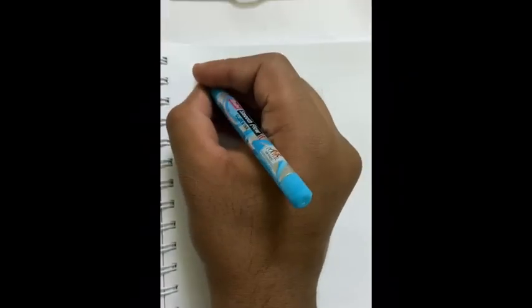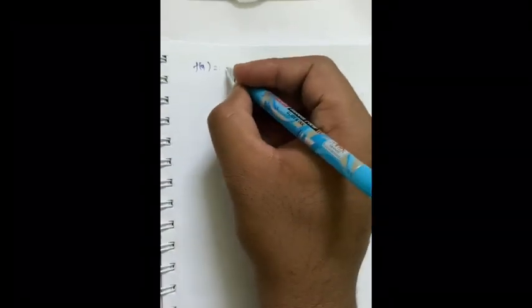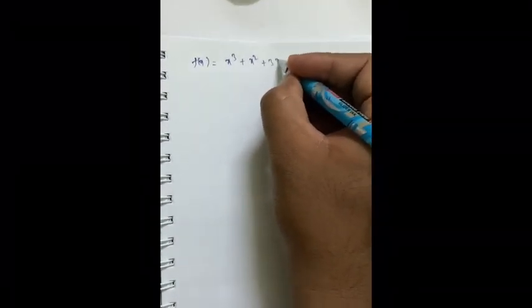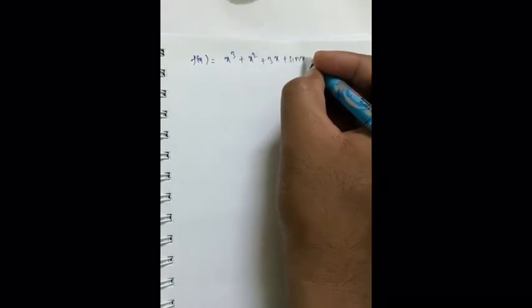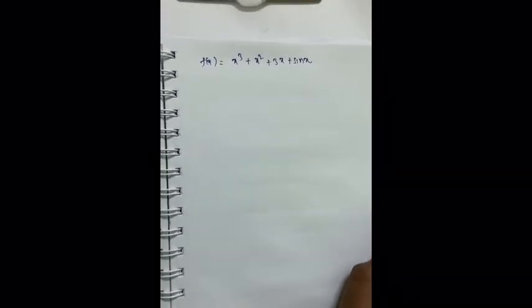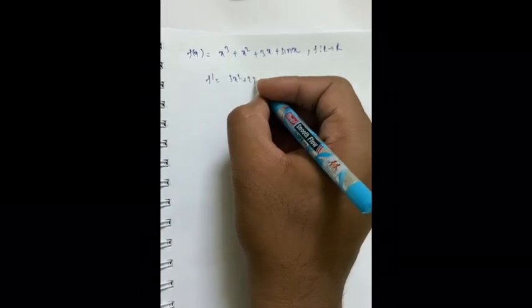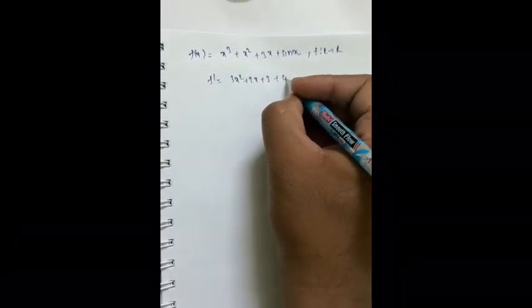Okay, let us take another example. F of x equals x cube plus x square plus 3x plus sin x. Is this function 1 1 or not? F from R to R. Let us see f dash. What is f dash here? 3x square plus 2x plus 3 plus cos x. Okay.